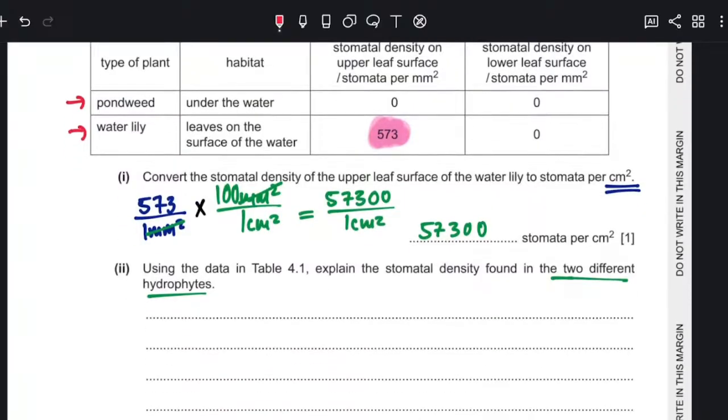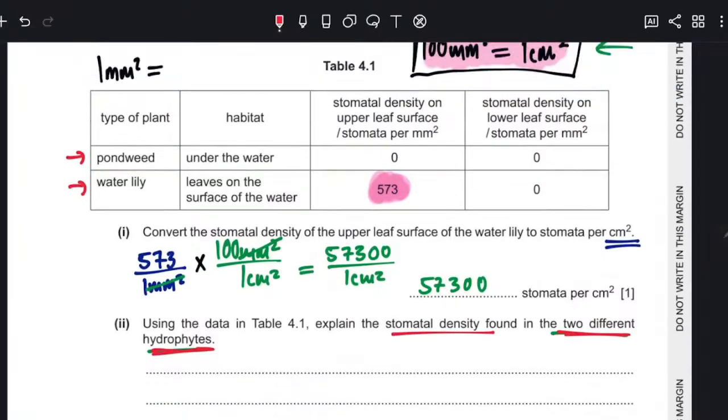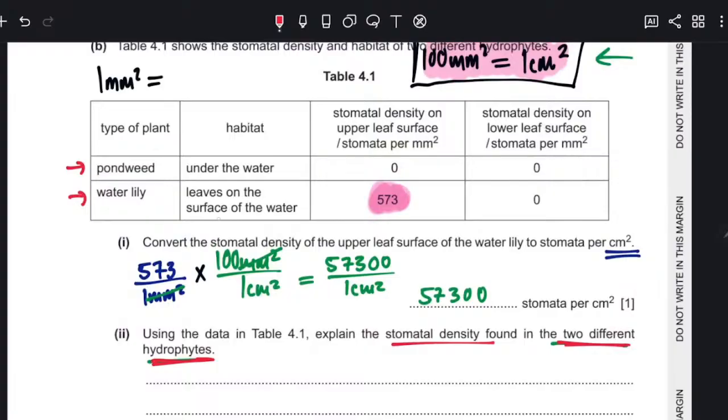We want to understand why. They said, using the data, explain the stomatal density found in the 2 different hydrophytes. Why is it that for the water lily you have this density for the upper leaf, then here, the lower leaf surface, which is below the leaf, has 0 density, nothing. On the upper leaf it has this type of density. On the lower leaf, nothing. Here, it is nothing on the top, nothing on the bottom.